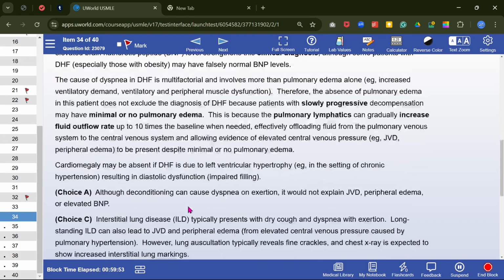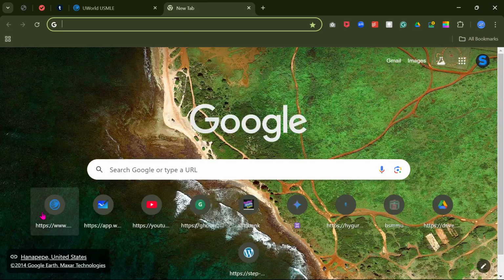And cardiomegaly may be absent if decompensated heart failure is due to left ventricular hypertrophy in the setting of chronic hypertension, resulting in diastolic dysfunction and impaired filling. Okay, it's not deconditioning, although deconditioning can cause dyspnea on exertion. It would not explain JVD, peripheral edema, or elevated BNP. Got it?